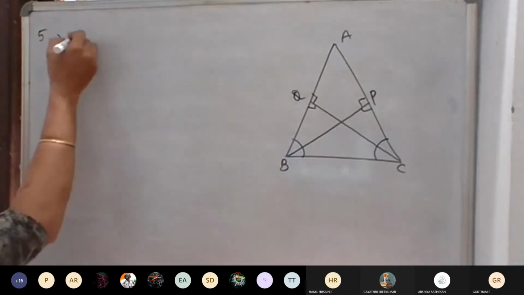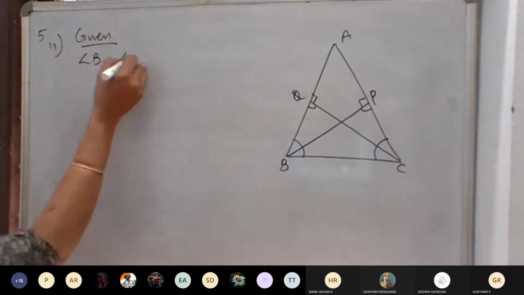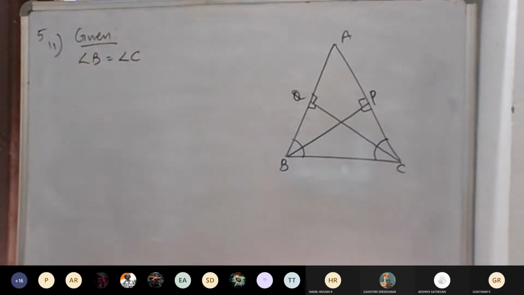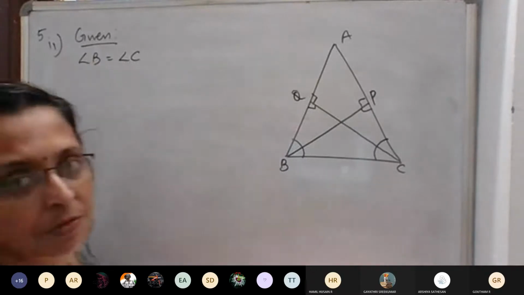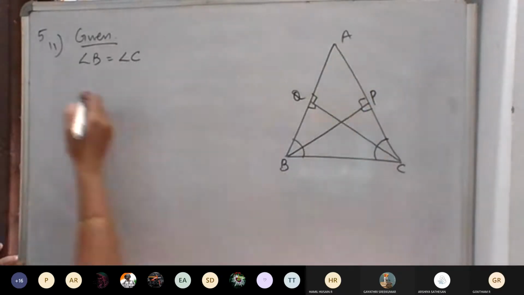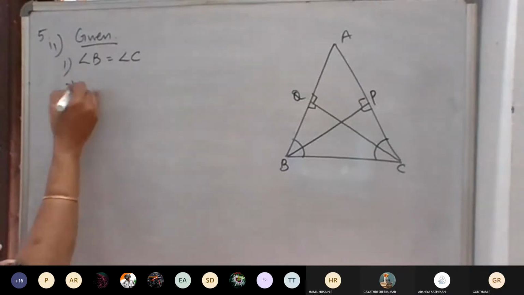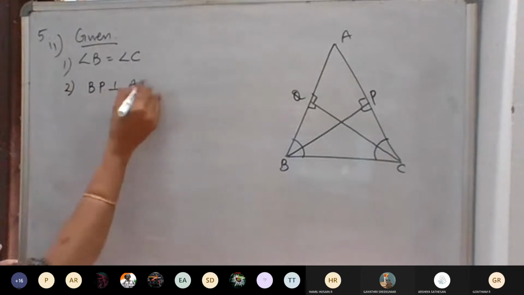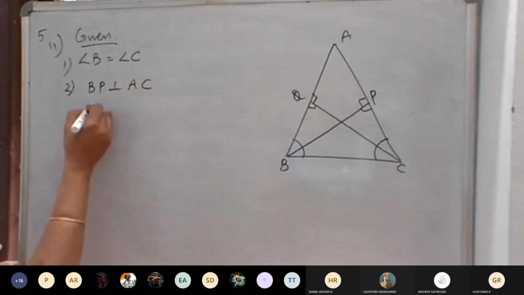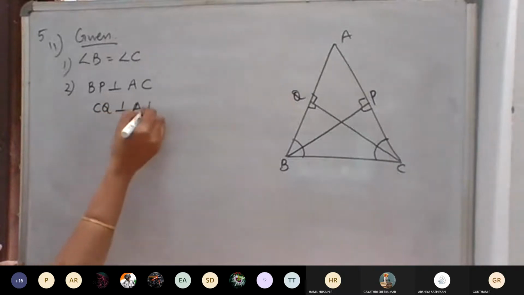How can we write? What are the things given? Angle B is equal to angle C is given. For the exam, sometimes this will be a separate question, not the same question. So angle B is equal to angle C and also given which one? BP perpendicular to AC. So first point given is angle B is equal to angle C. Then second is BP is perpendicular to AC. Then also CQ is perpendicular to AB.